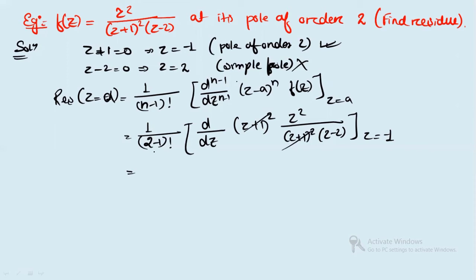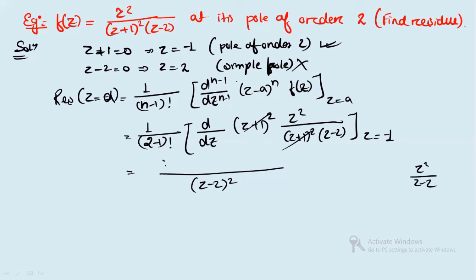From here, 1 by factorial 1 is 1. And now you will just differentiate Z square by Z minus 2. So this will give you (Z minus 2) whole square. You just know the formula. And from here, what you will get? You will get differentiating for Z square, or you can just differentiate any one which you feel like. You are having Z square by Z minus 2.